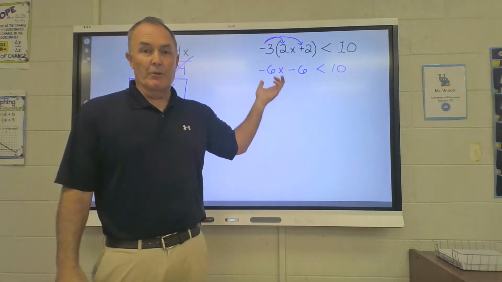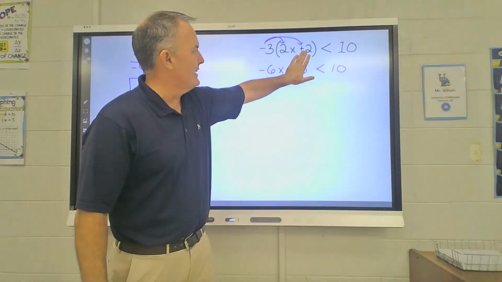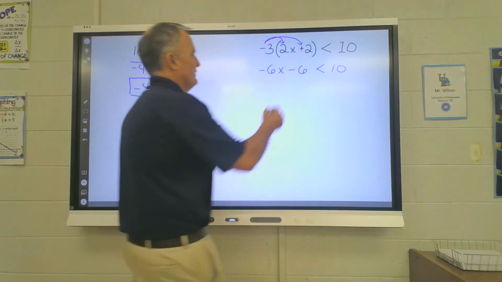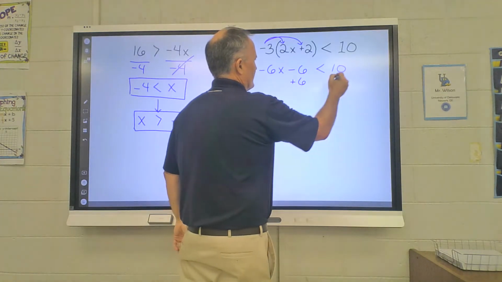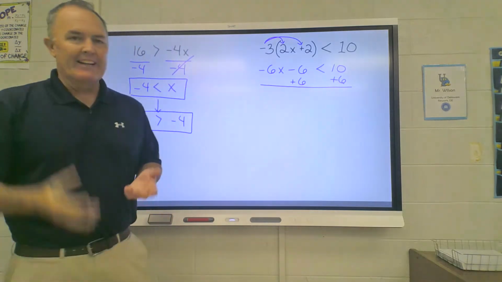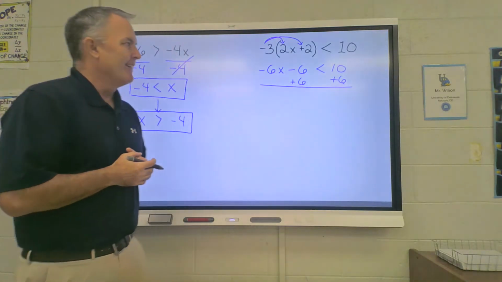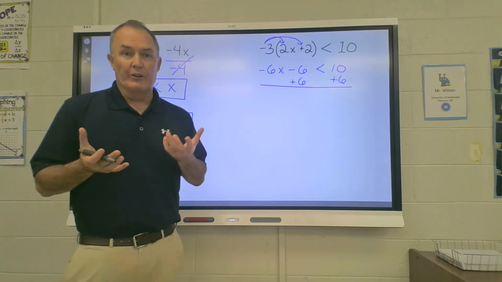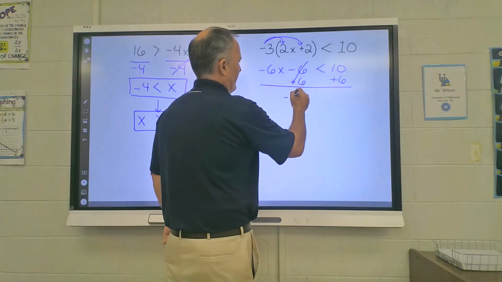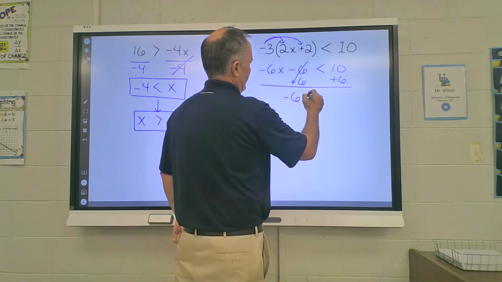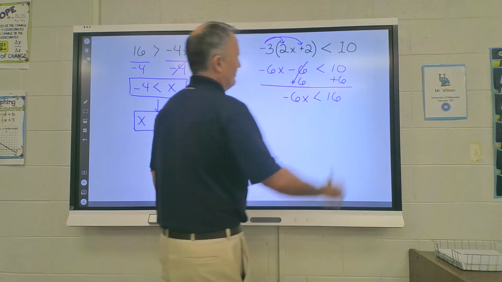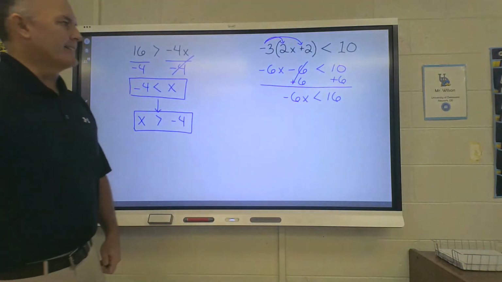Now what's the next step? We're going to add 6 to both sides. We're going to get rid of this 6 before we get rid of the 6 that's the coefficient for the variable. So let's add 6 to both sides because remember, whatever we do to one side, we have to do to the other. Even though it's not an equation, we still got to kind of keep it balanced. We can't unbalance it and change the inequality or change the equation at all. All right, cancel that out. I get -6x is less than 16. All right, so that's less than 16.